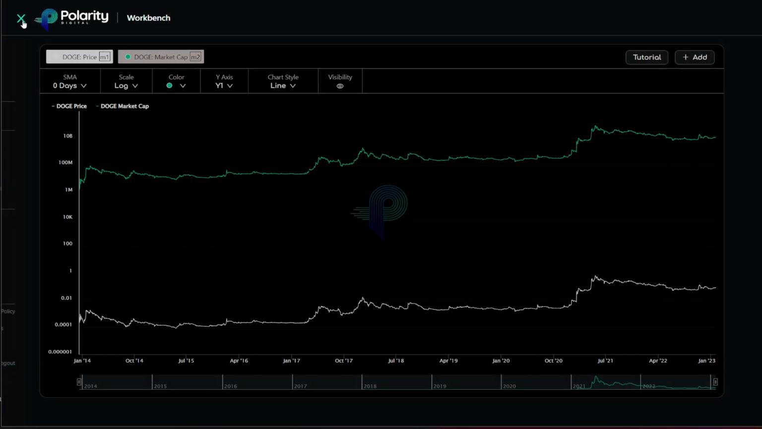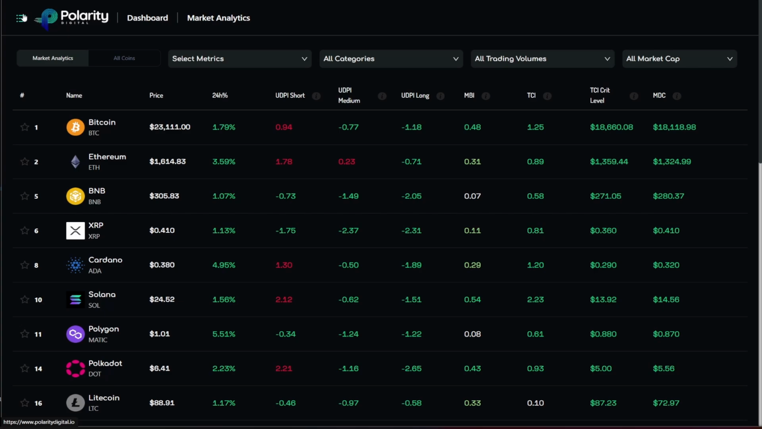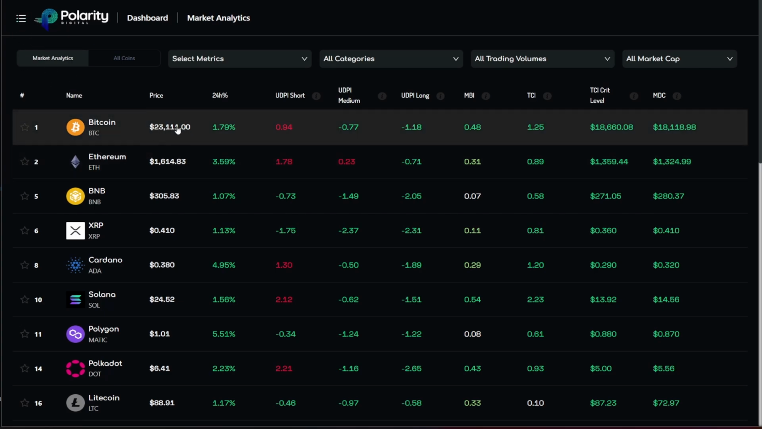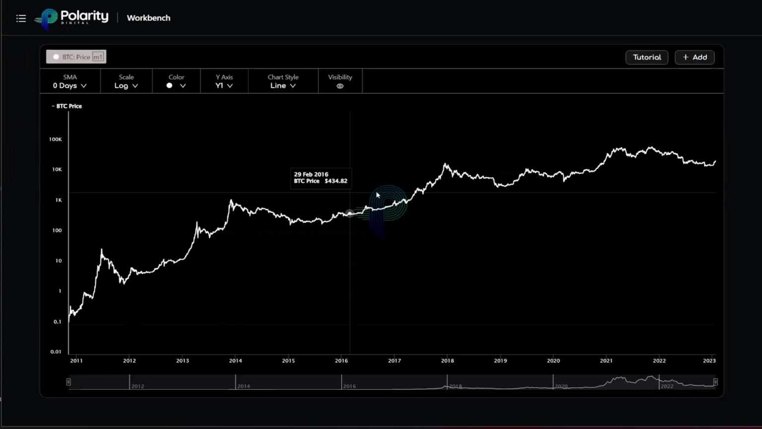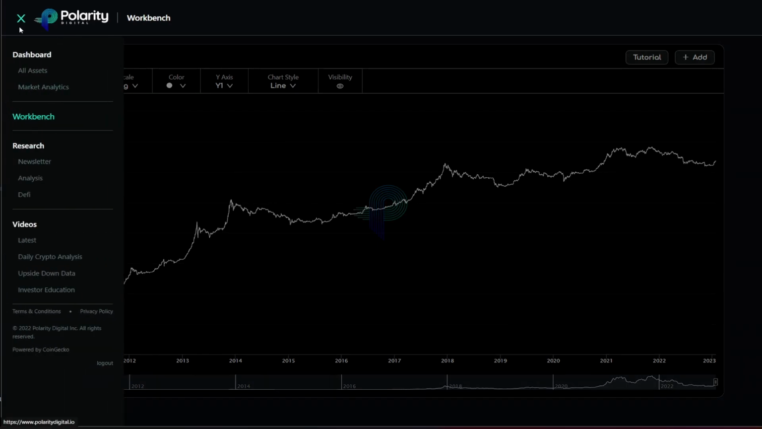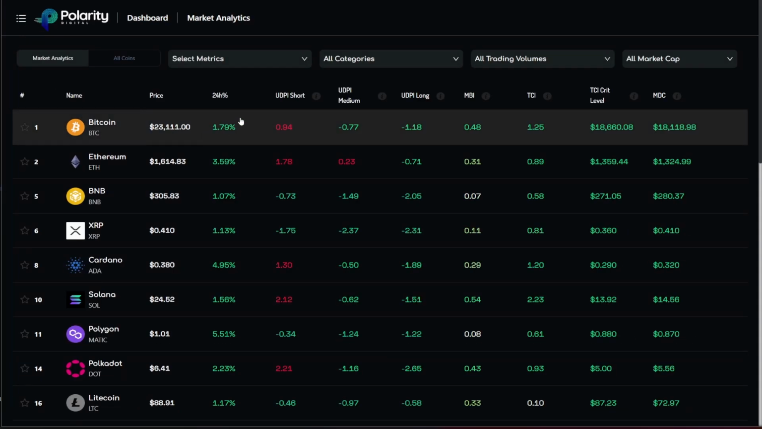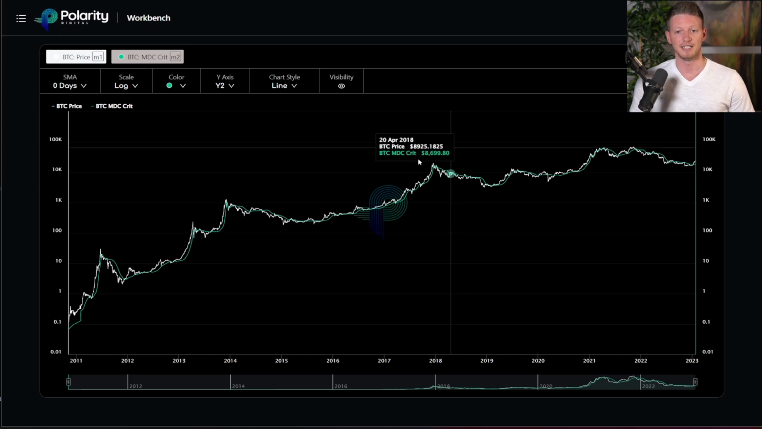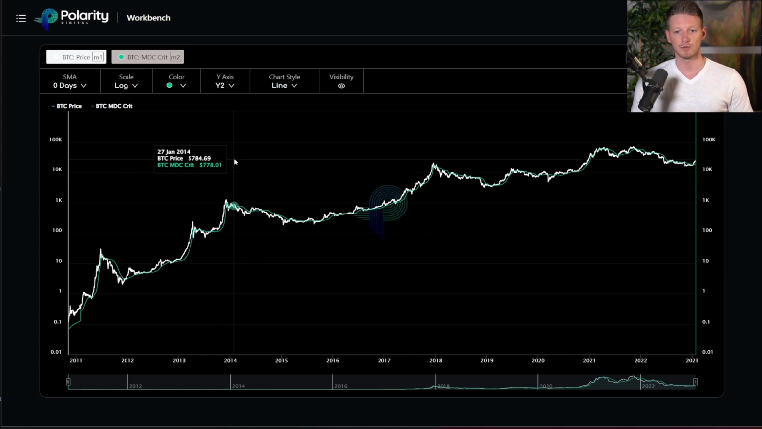So what I'd like to show you though is, let's suppose that we want to look at Bitcoin, right? And let's add another metric. There are, like I said, 2 different ways to get into the Workbench. You can click it here in the drop-down menu, or you can click on one of these metrics here and it will load it with the price. Okay, so what I want to talk about then is the MDC. And I'm just going to quickly show you how the Workbench can be a powerful tool for you.